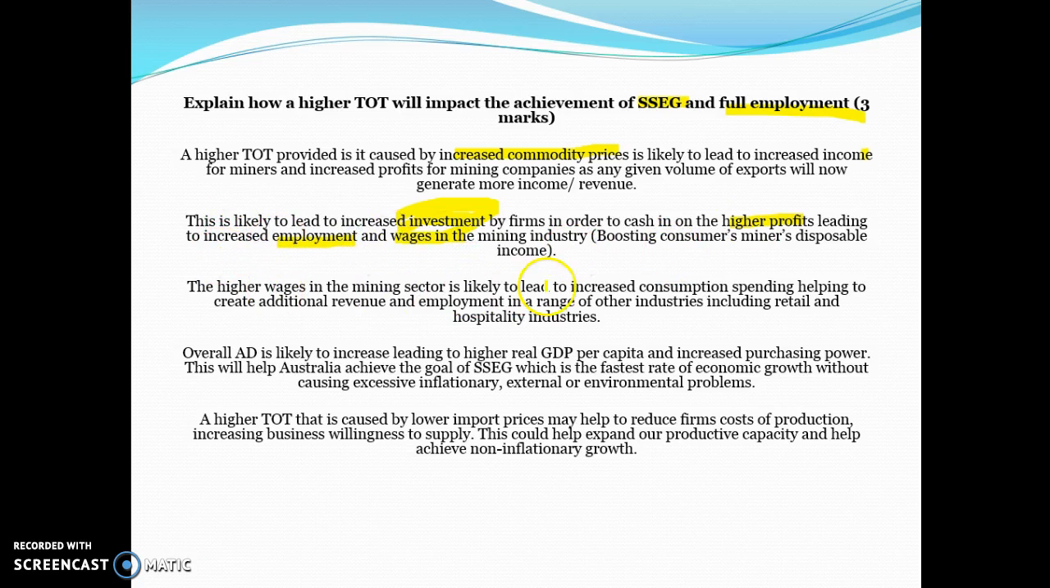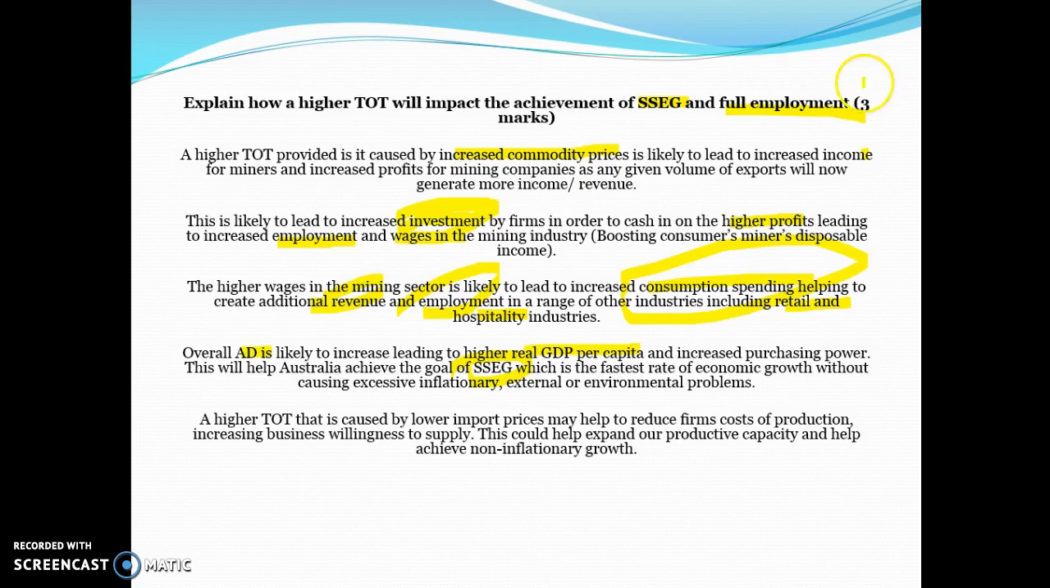Higher wages in the mining sector also leads to increased consumption. Bang. Therefore, that helps to create revenue and employment in a whole range of other industries. Retail industries, hospitality, they all benefit from the increase in revenue generated and incomes generated by the miners. Overall, aggregate demand is likely to increase, leading to higher real growth of production and GDP per capita, and this will help to achieve the goal of strong and sustainable growth.